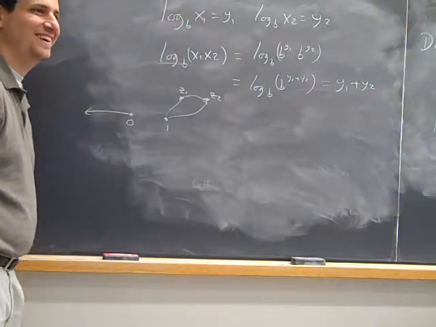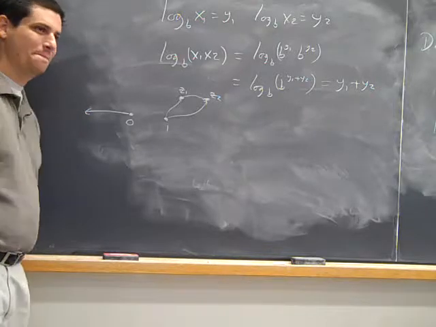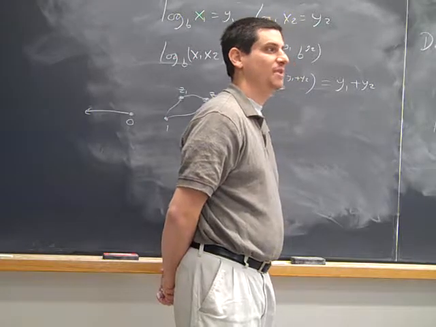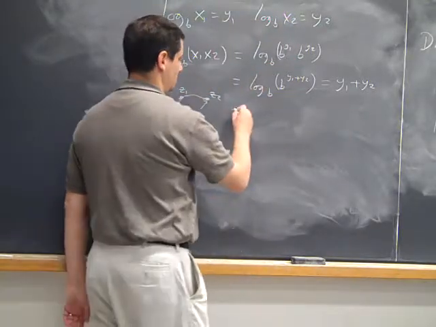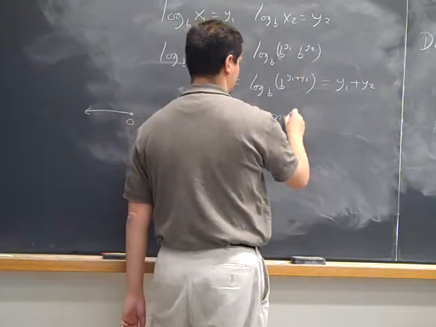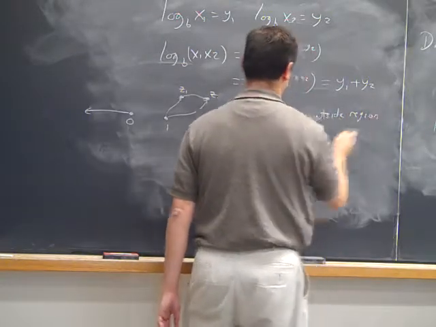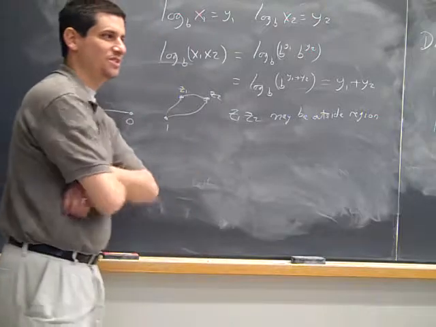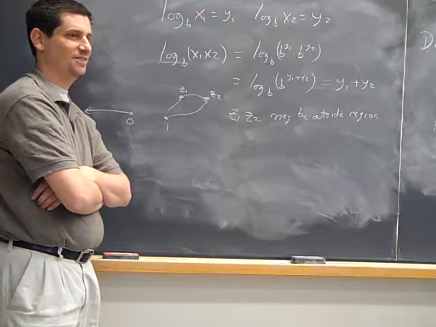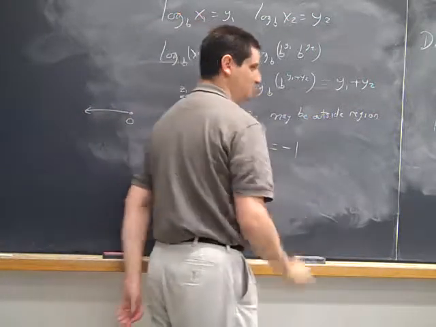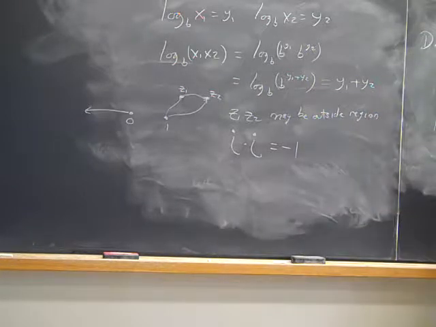Can you be more specific? Well, it may not be in our region. So Z1 Z2 may be outside the region. Can anybody give me an example of Z1 and Z2 where the product is outside the region? I times I is -1. So I will leave it to you to ponder how much of our log laws collapse.